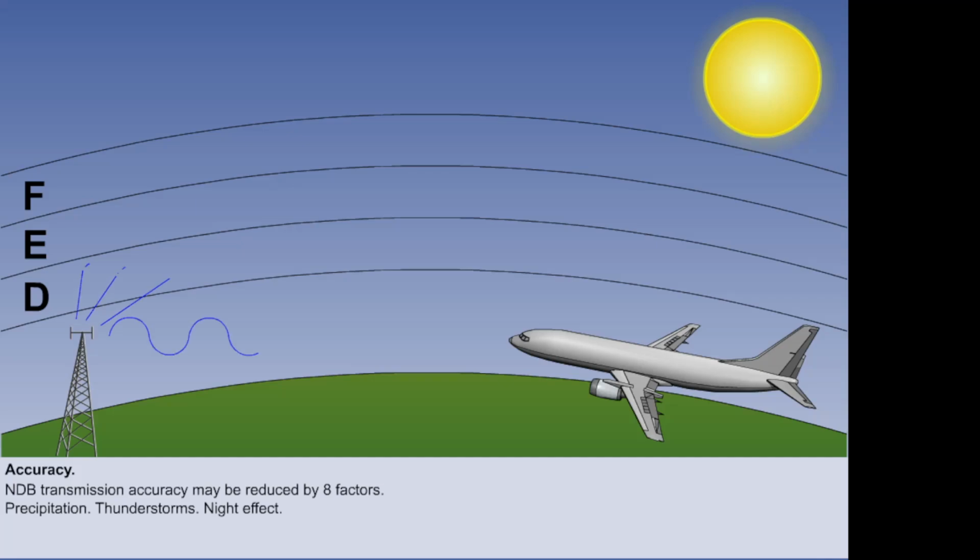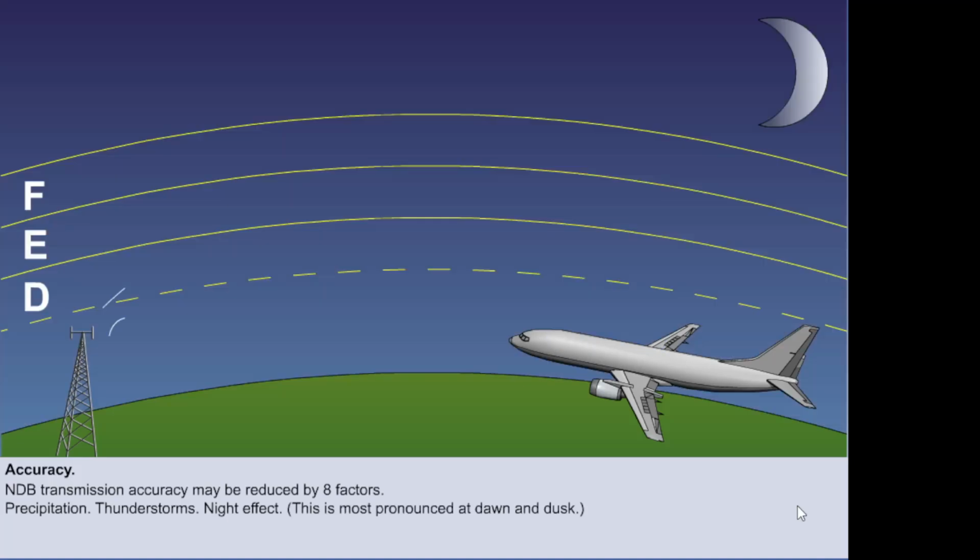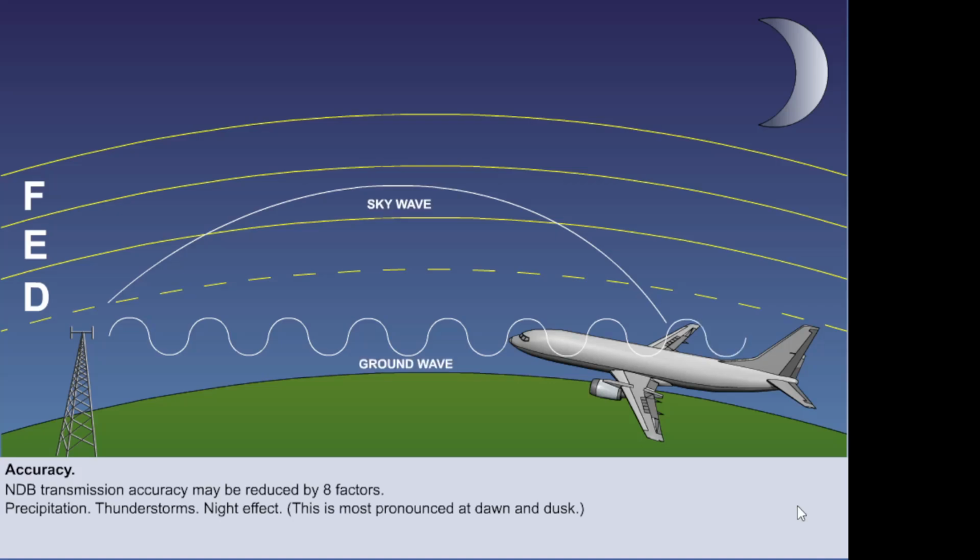Night effect is caused by the interaction of surface waves from the NDB with sky waves from the same NDB. During the day, the D layer of the ionosphere attenuates all long and medium waves, so that ground waves are the only means of transmission for NDBs. At night, the D layer becomes deionized, and sky waves may be emitted from an NDB, which are received out of phase with the ground waves.